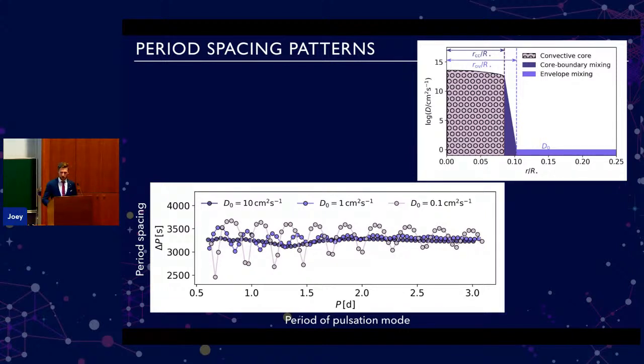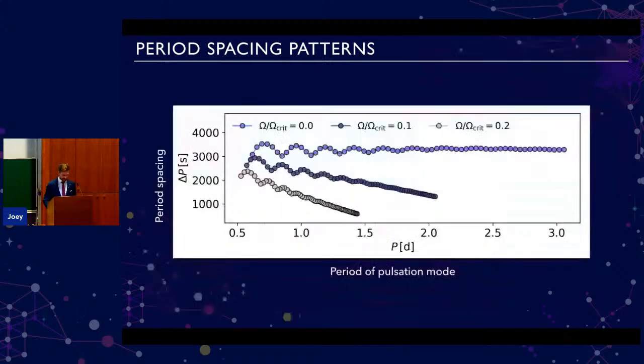If you have a higher value for this D0, it means you mix your material more efficiently, so you are not able to build up this chemical gradient very well, and this translates in a reduction of your dips inside of the period spacing pattern. So the more mixing you have, the less pronounced these dips in the period spacing pattern are. This is a nice way to probe the mixing efficiency inside of stars.